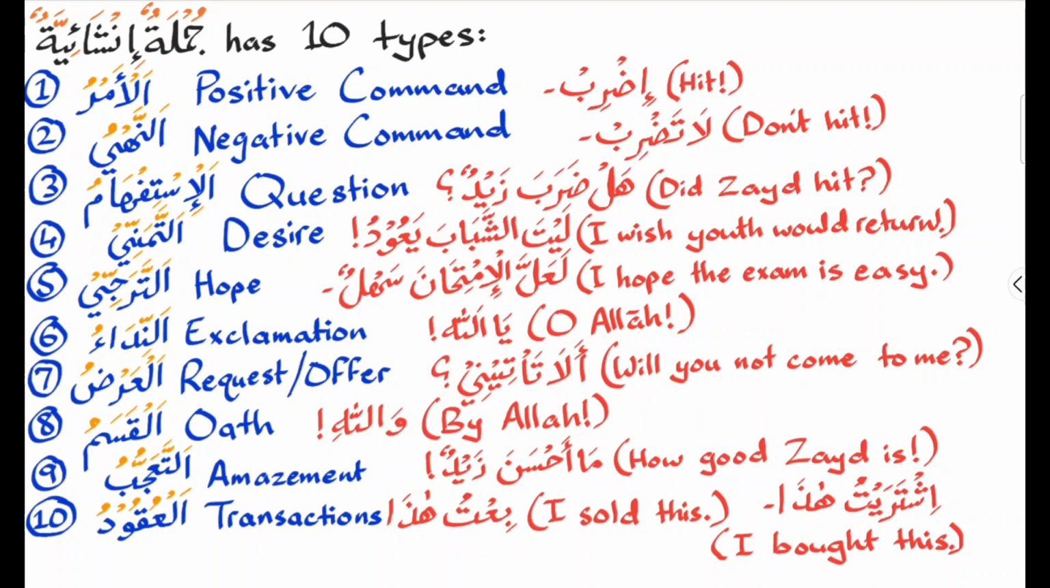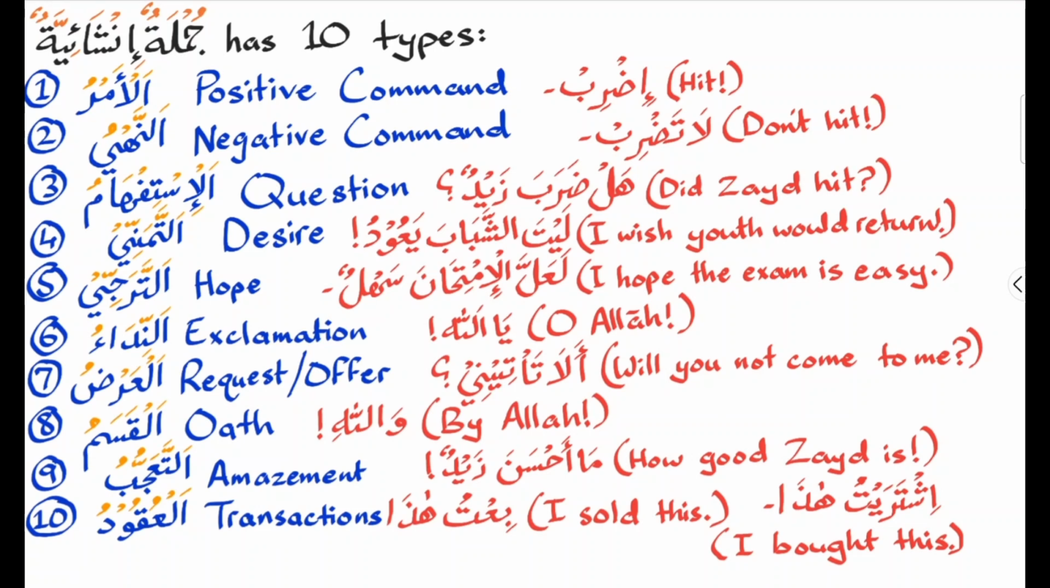Number 5 is At-Taraji, any phrase which describes hope. For example, لَعَلَّ الْإِمْتِحَانَ سَهْلٌ, I hope the exam is easy. Number 6 is An-Nida, exclamation, when you call someone, for example. For example, Ya Allah, O Allah.